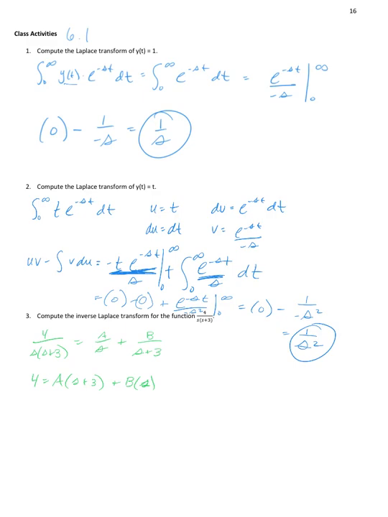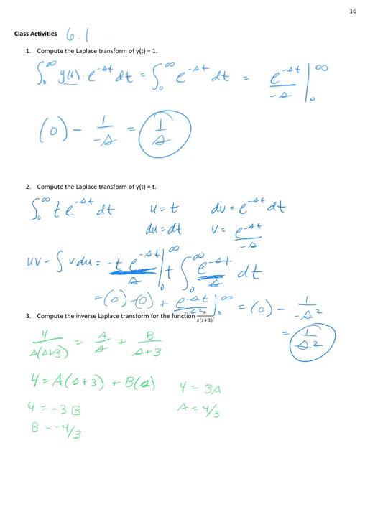And I'm going to plug in some easy values for s. So if I plug in negative 3 for s, I get 4 equals negative 3b. So b is negative 4/3. And if I plug in 0 for s, I get 4 equals 3a. And a is positive 4/3.